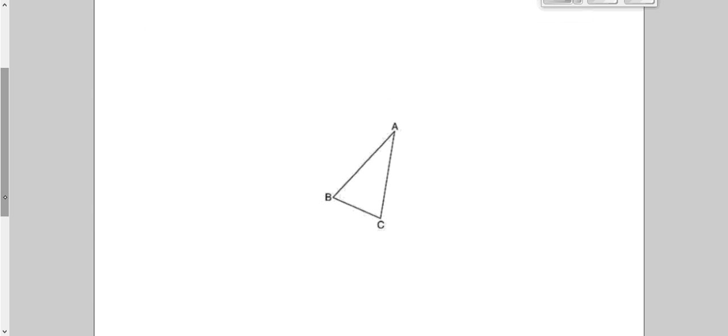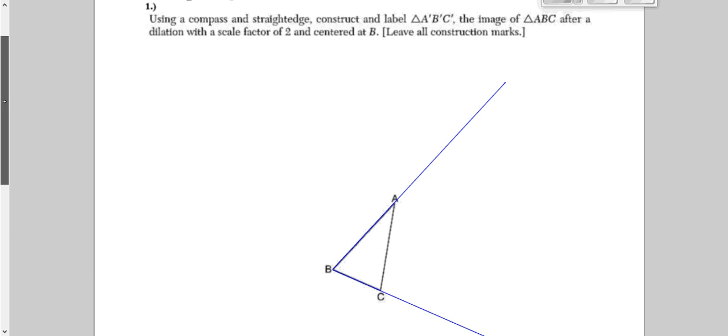So let me extend this one out. About like that, maybe. Extend that guy out. And our scale factor, I believe, is 2.